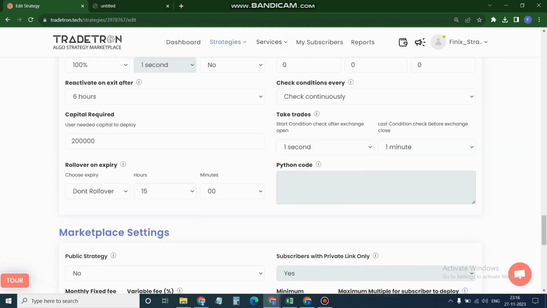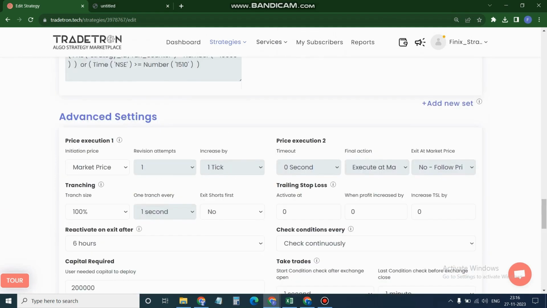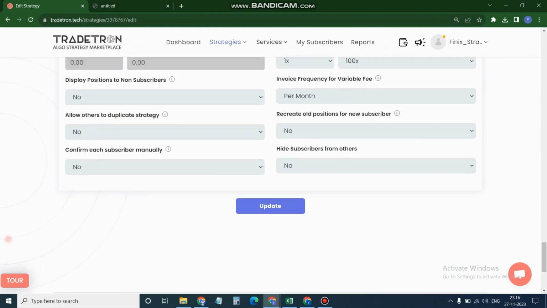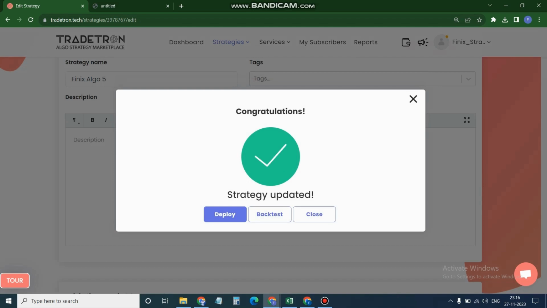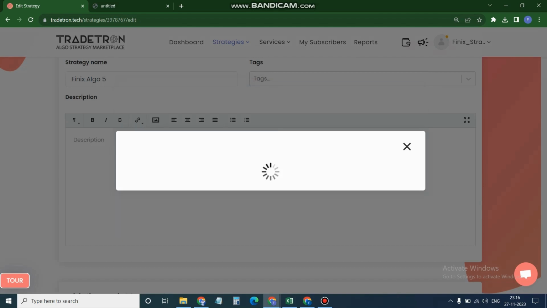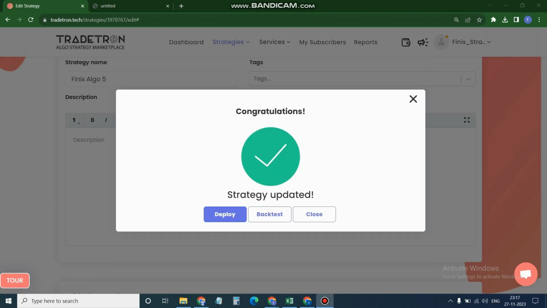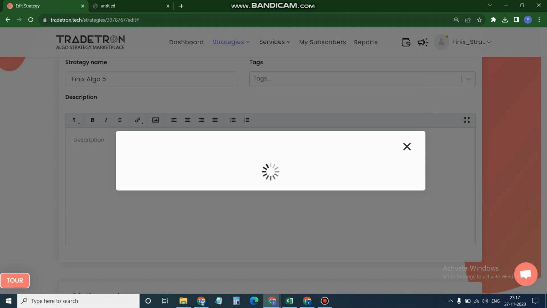So there is no trailing stop loss or anything, it's for either profit or SL hit like that. So we can go with a backtest for this as well. Intraday, okay, I don't have funds, I will add and resume the video. Okay, so we can backtest this strategy as well.